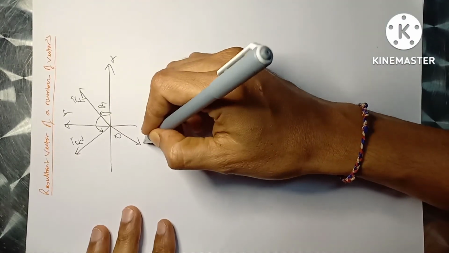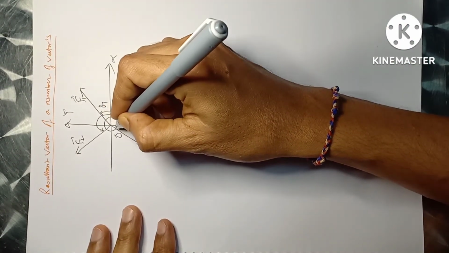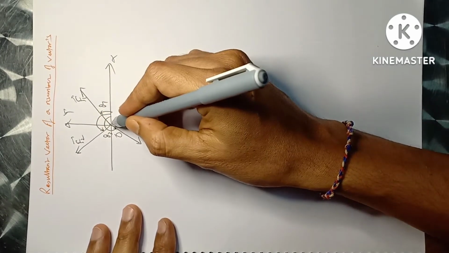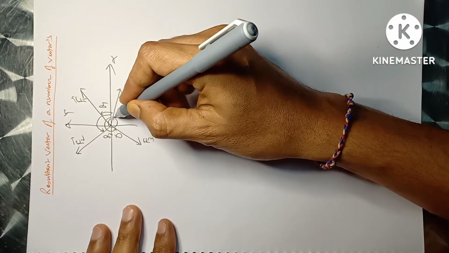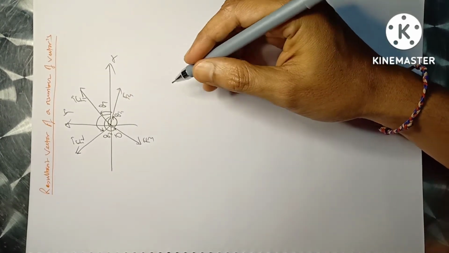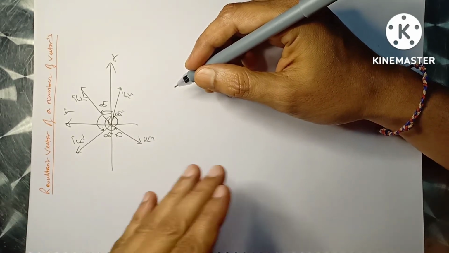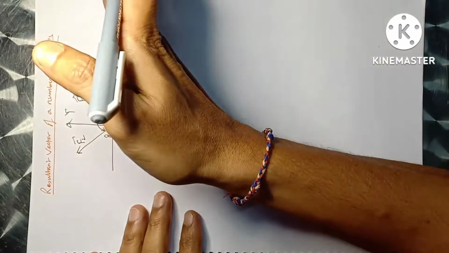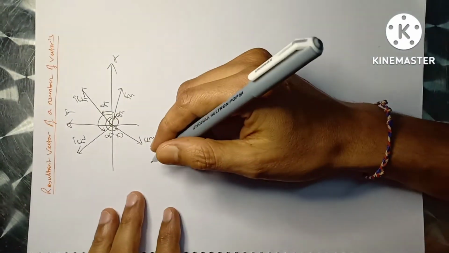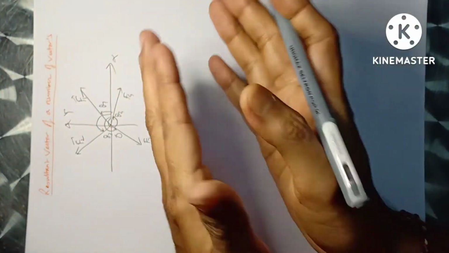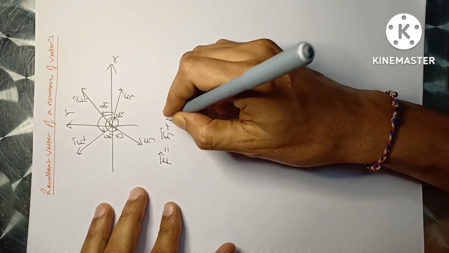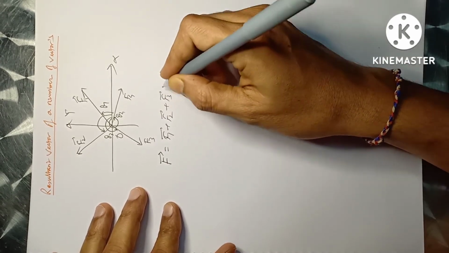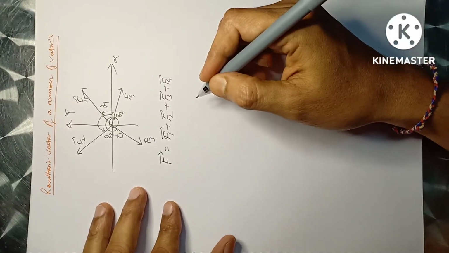And the f3 vector along this direction makes an angle theta 3, and the f4 vector makes an angle theta 4 with the x-axis. So the simple method is to find the component of all vectors along the x-axis and the component along the y-axis. The resultant vector is the sum of the components of all vectors along the x-axis and y-axis. We can write the resultant vector f equal to f1 vector plus f2 vector plus f3 vector plus f4 vector.